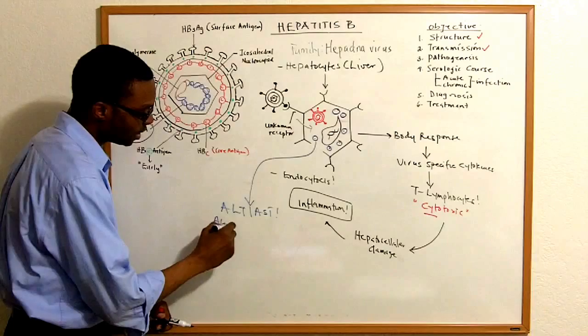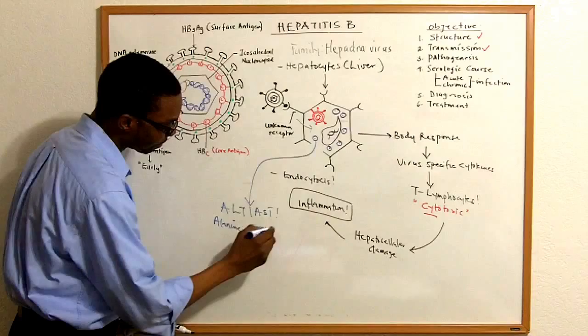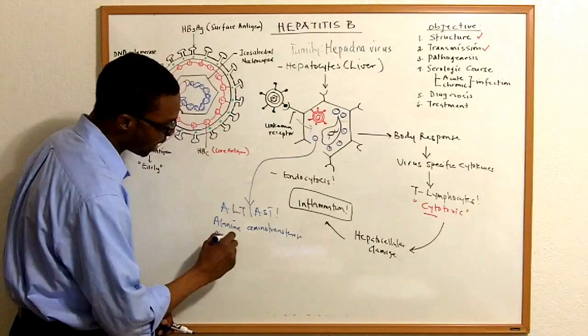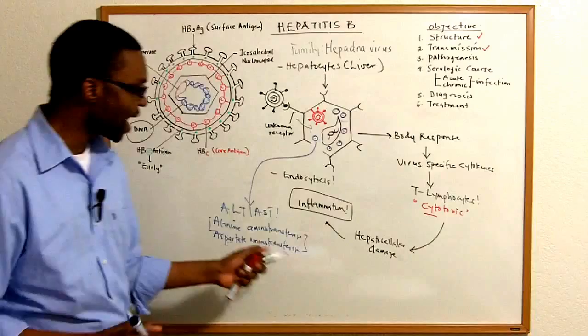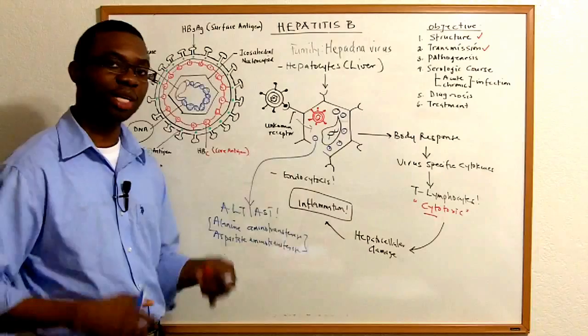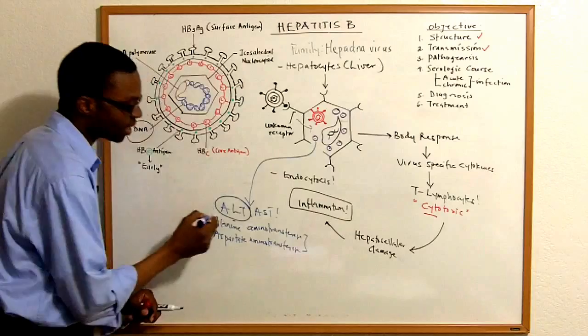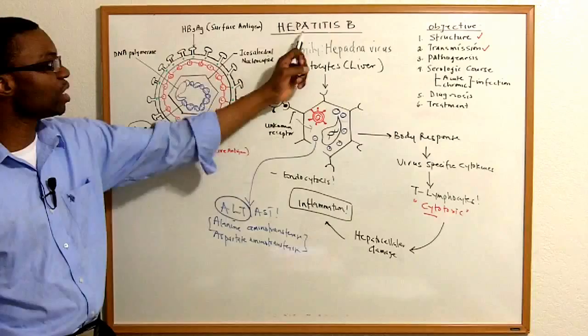Alanine aminotransferase, and aspartate aminotransferase enzymes. And when these are released, this is what we can measure clinically from the patient's serum, because the hepatocytes have been destroyed and they're released. But the most specific to the liver that's gonna be higher is gonna be the ALT. ALT is gonna be very, very high when you have an acute hepatitis B infection.